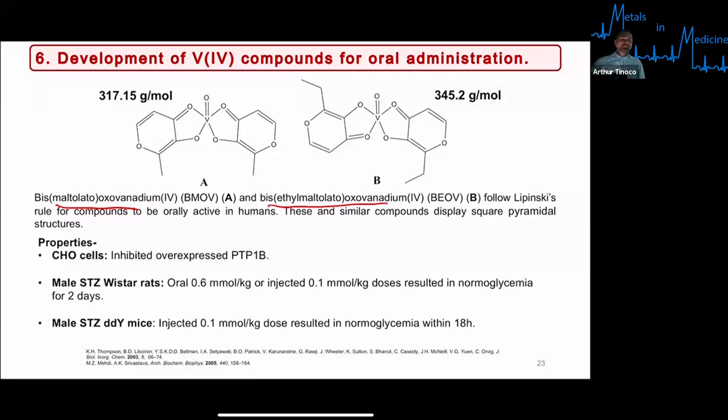And so these compounds were tested and exhibited really important properties like the vanadium salts. For instance, in Chinese hamster ovary cells or CHO cells, they inhibited overexpressed PTP1B, so that was an important property. In male STZ Wistar rats, so that is a diabetic model, when you dose 0.6 millimole per kilogram orally of these compounds or injected 0.1 millimole per kilogram of the compounds, that resulted in normoglycemia in these rat models for 2 days. So that dosage was able to maintain a normal amount of glucose in these rats. Another study with a different model, so this is STZ ddY mice. When you inject 0.1 millimole per kilogram of these compounds, it resulted in normoglycemia within 18 hours. So it shows the effective potency of these compounds.